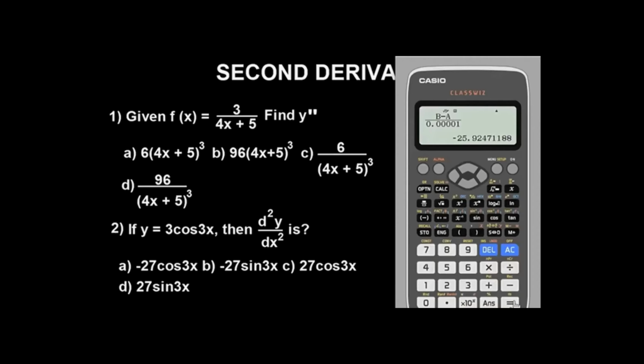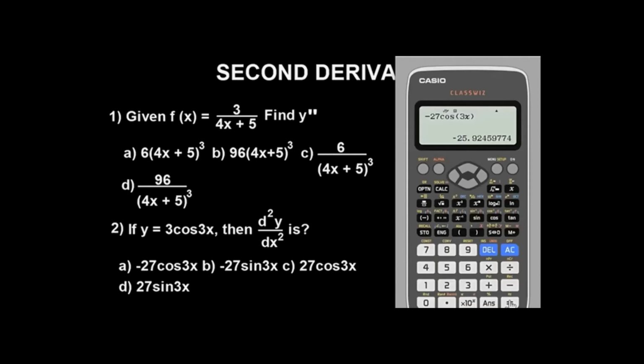Anyone that gives us minus 25.92 will definitely be our answer. So guys, let's go ahead and check the options. Remember, minus 25.92. Okay, let's check option A. We have minus 27 cos 3x, alpha x, in the brackets. This is equal to exactly that. So guys, option A is our answer. This is what we got when we solved for the second derivative, minus 25.92.